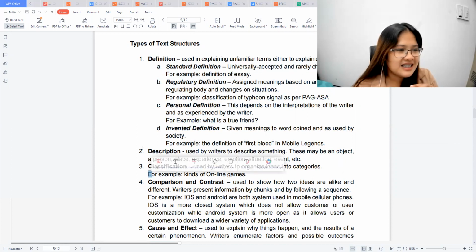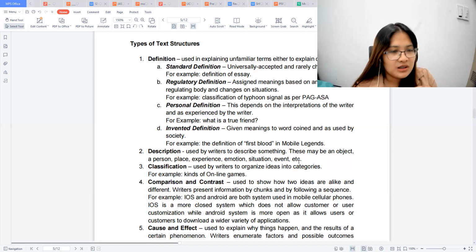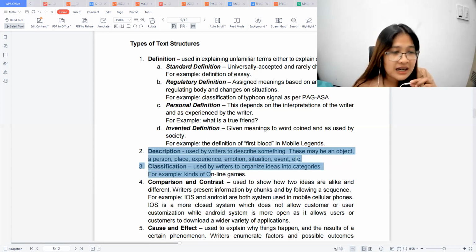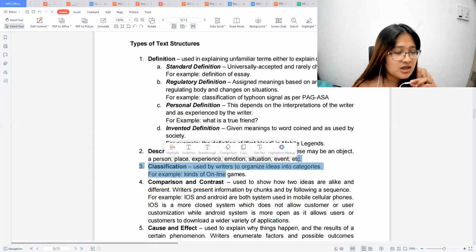Okay. Next is description. Description coming from the word describe. You're describing something. You're trying to use all the senses, the images, to make the person imagine what you want to write about or what you want to send across. Like this may be an object, a person, place, experience, emotion, situation, and event. So, description, nagbibigay siya ng mga characteristics, ini-engage niya yung mga senses.